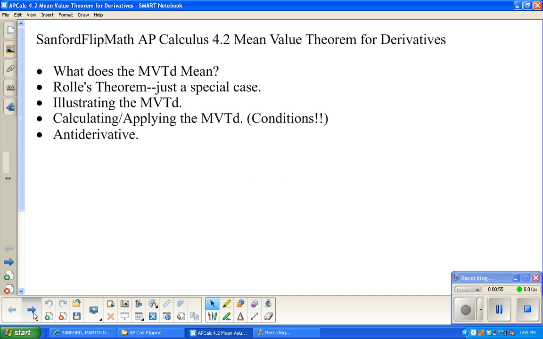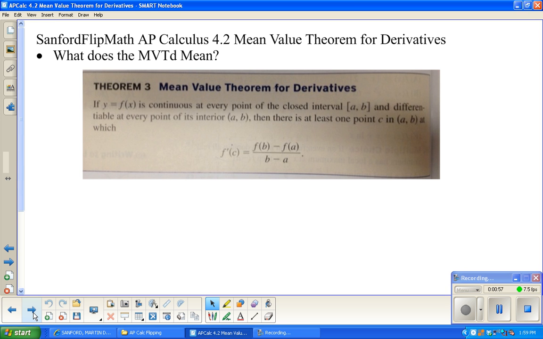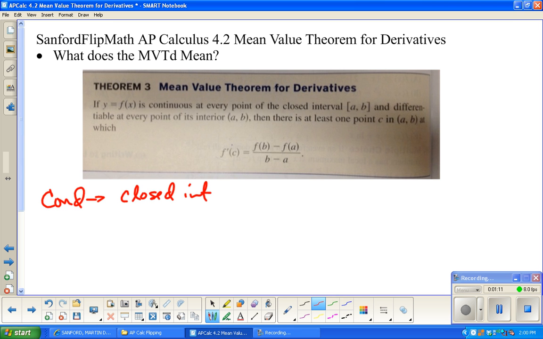So mean value theorem, and this is kind of a big deal, you need to know what this means. First of all, the conditions for this are we have to be talking about a closed interval, and on that closed interval it needs to be differentiable everywhere on that closed interval. Now, differentiable implies continuous. In order to be differentiable at a point, the function has to be continuous at that point. So if it's differentiable on the entire interval, then it will also be continuous.